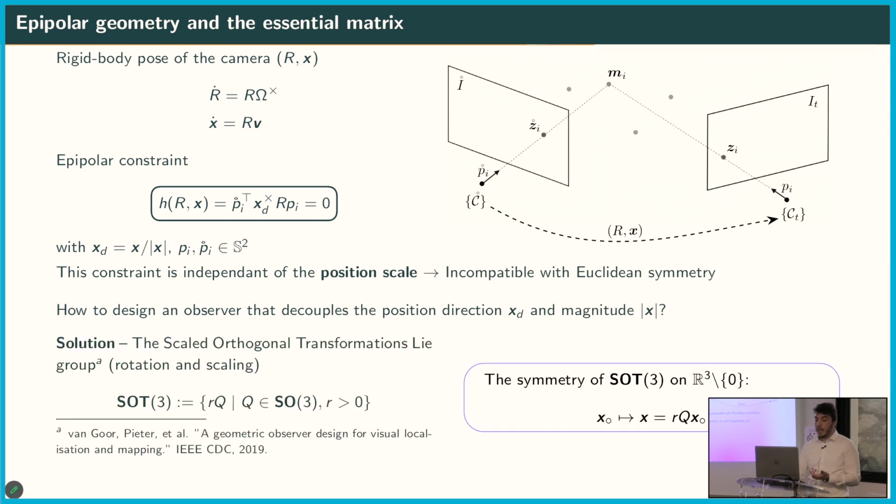One idea is, instead of representing this vector in R3, we can represent it using a Lie group called SOT3, or the scaled orthogonal transformations group, which is a group of rotations and scalings. So basically, if I have a vector and I want to go to another 3D vector, I will simply rotate that vector and scale it to go to any other point in R3 except 0, of course.